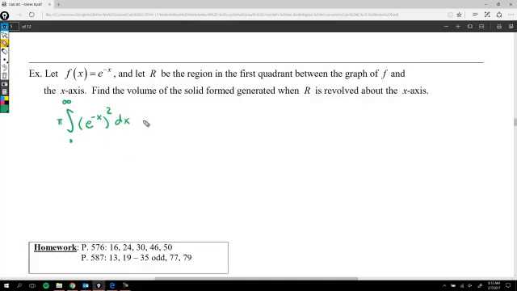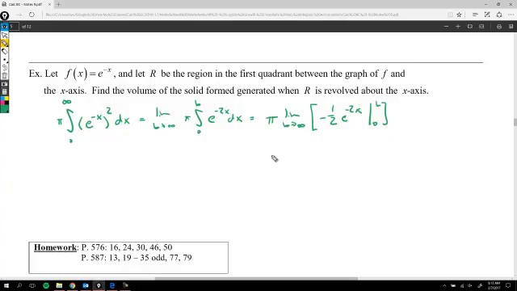That's it. Now I'm going to rewrite this using a limit as b approaches infinity, pi integral 0 to b e to the negative 2x dx. Okay, and I can evaluate. I'm just going to bring my pi out to the very front because it doesn't really matter. And when I evaluate my integral, I end up with negative 1/2 e to the negative 2x from 0 to b.